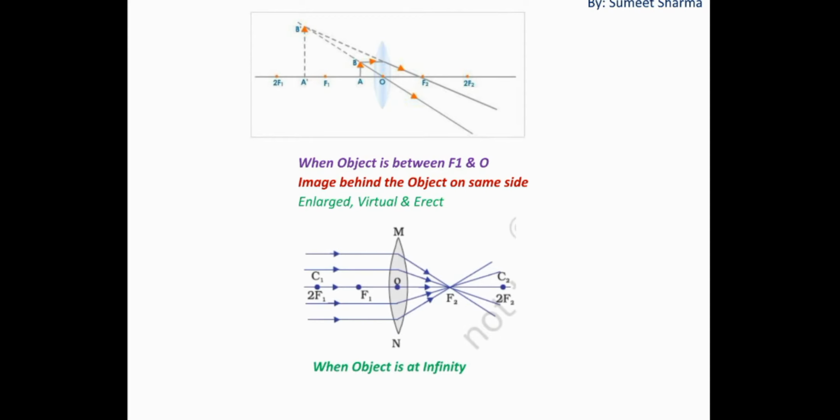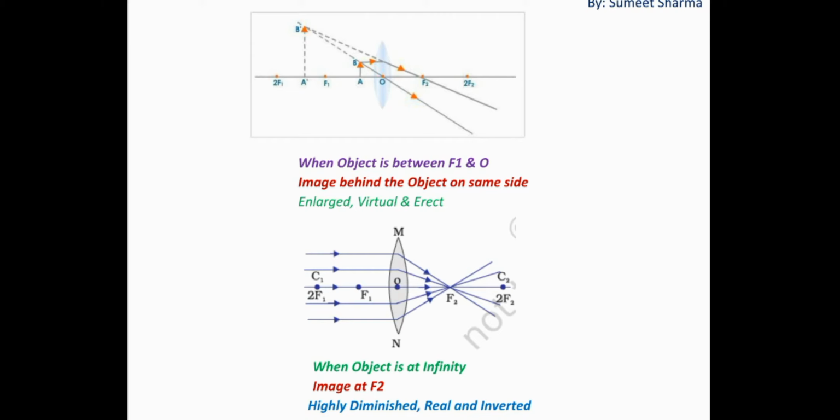And lastly, when the object is at infinity. The point when the object is at infinity, at that time the image will be formed at the point F2, the principal focus on the other side of the mirror. And the image will be highly diminished and it will be real and inverted.